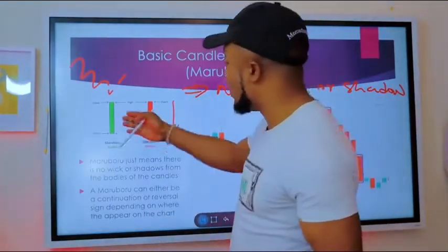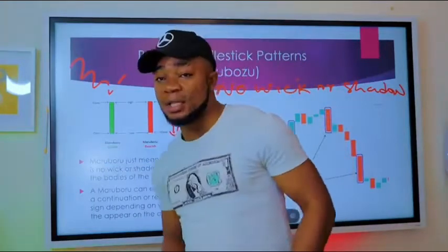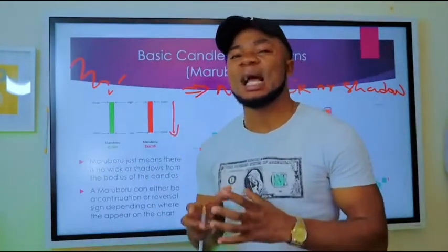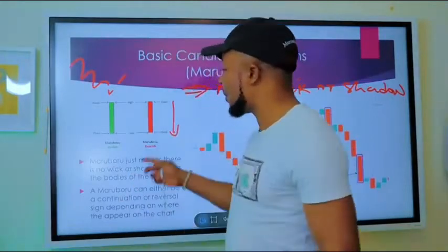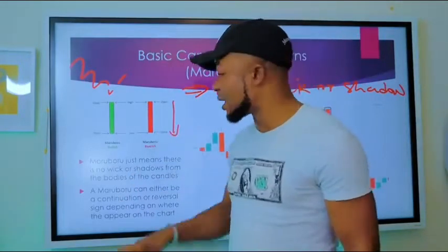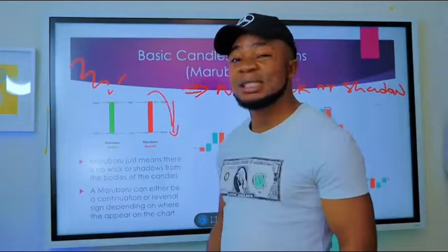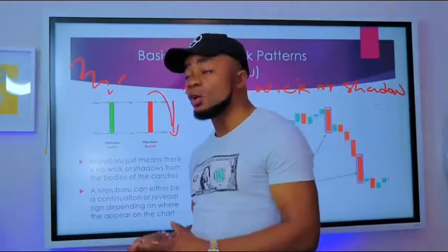A Marubozu can either be a continuation or a reversal sign, depending on where it appears on the chart. I already explained: if the market is going up and you see a candle like this, it is a confirmation that there is still high buying pressure in the market. And if the market is going down and you see a candle like this, the red one, it means there is still high selling pressure in the market.